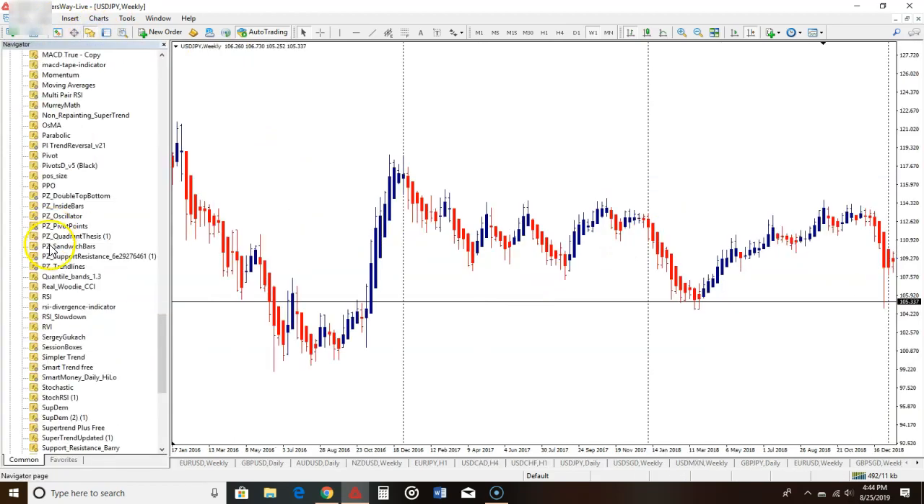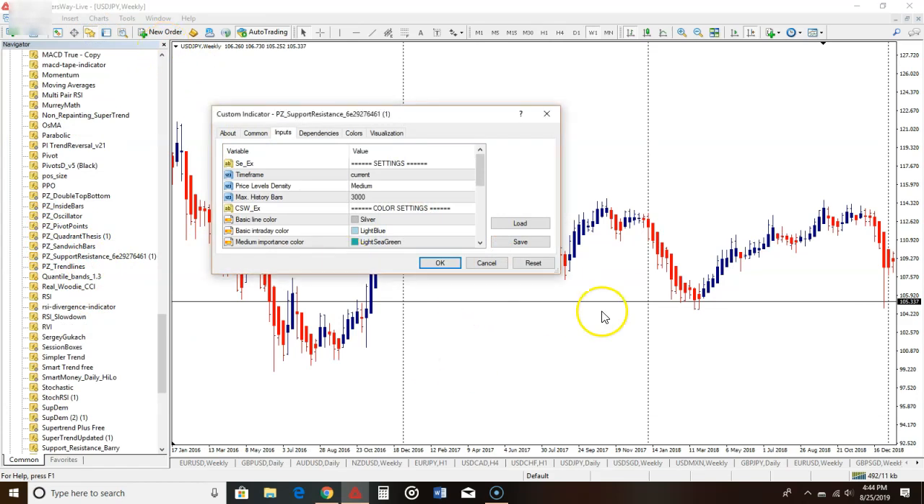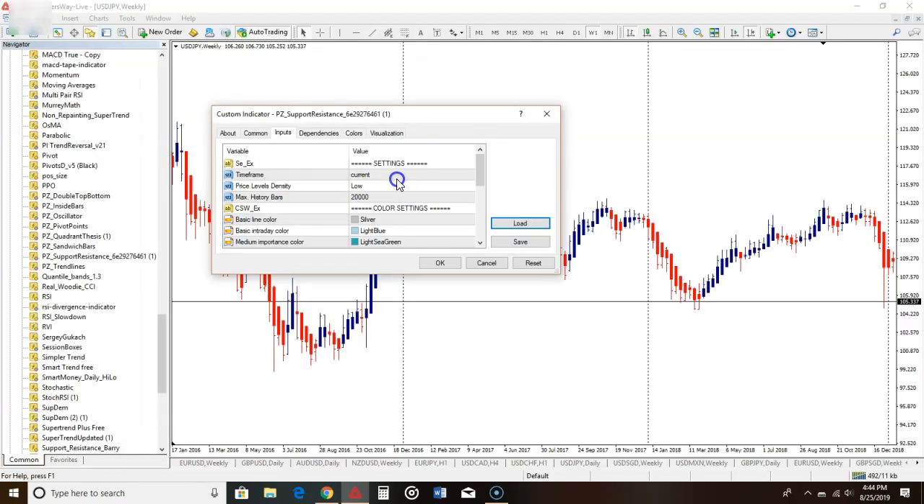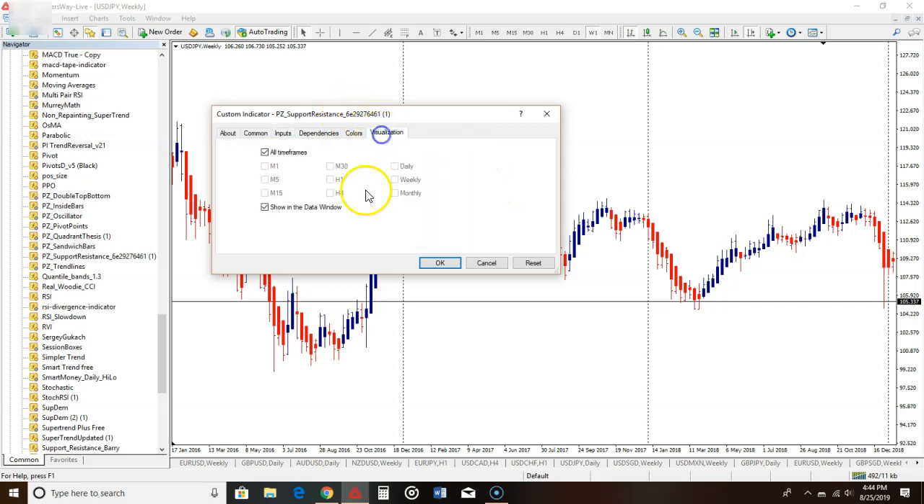Let me grab my support and resistance indicator that I use. There it is. So I put it on here. I already got it preset how I like it. So grab it here. And I go in. All right, so the time frame I want to see is the monthly chart. I'll make it high because I want to see all the levels. Okay, and I want to see them on the weekly chart.